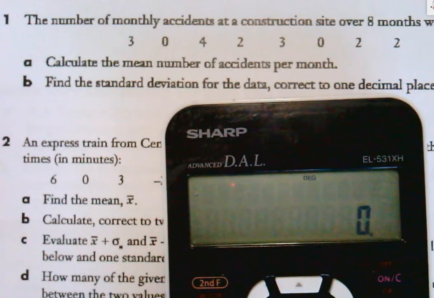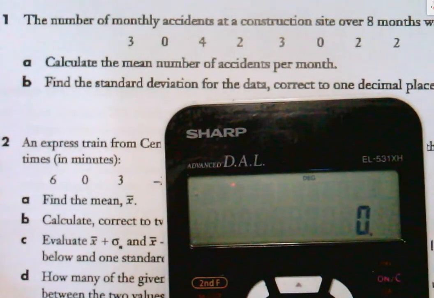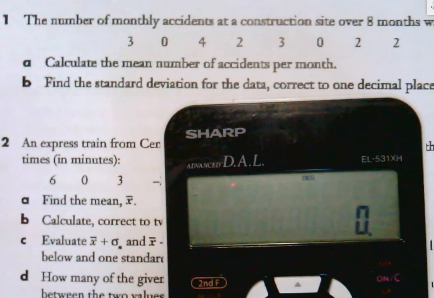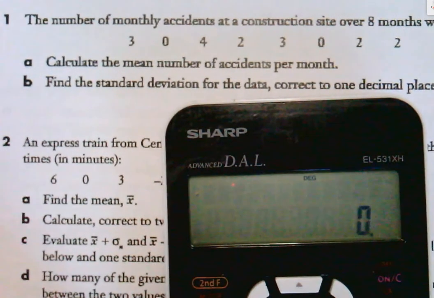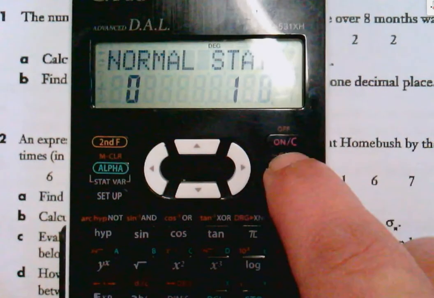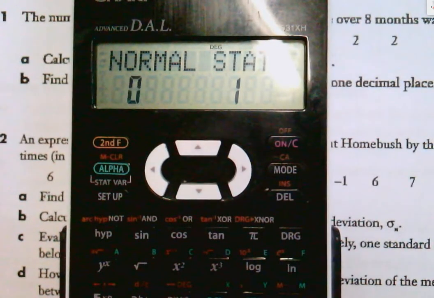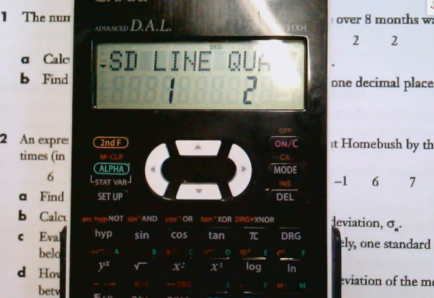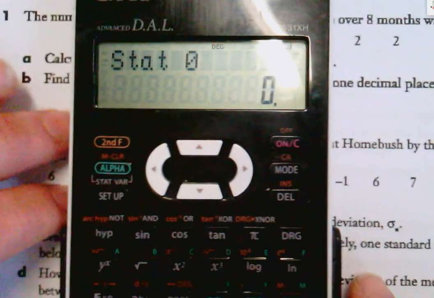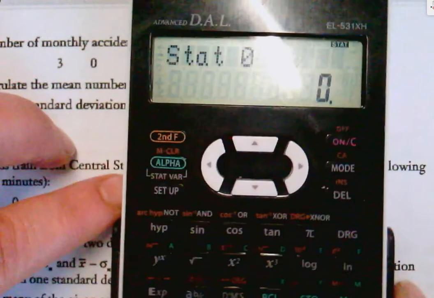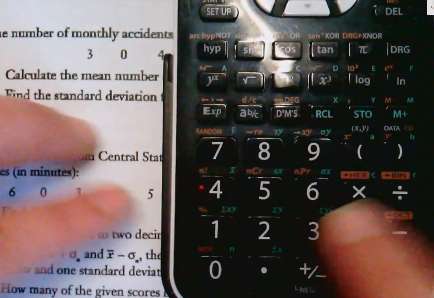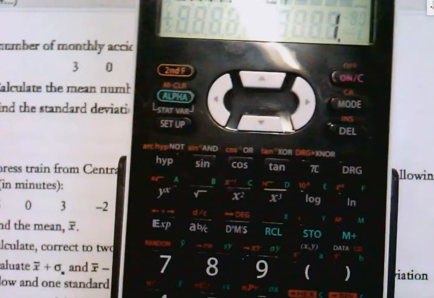Here we go. The number of monthly accidents at a construction site over 8 months is all of this data here. We want the mean and the standard deviation. To enter, remember with our mode, we go mode, stat, which is number 1, and SD, which is 0. Now it says stat 0. We then enter our data. Do you remember how to enter the data? You go 3 is my first, M plus.